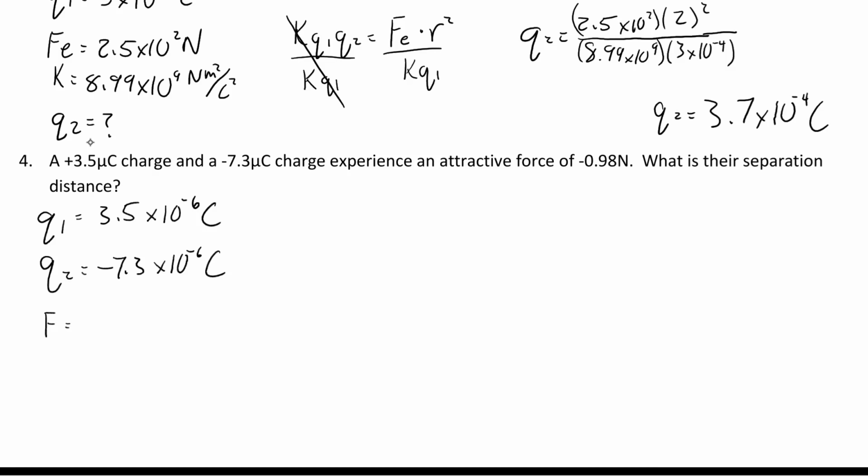So the force is equal to negative 0.98 newtons. I actually didn't talk about why it's negative. Okay, so it says, what is their separation distance? What is R? And we also know K is equal to 8.99 times 10 to the 9 newton meters squared per coulomb squared. Let me pause for a second. What does this negative sign represent?